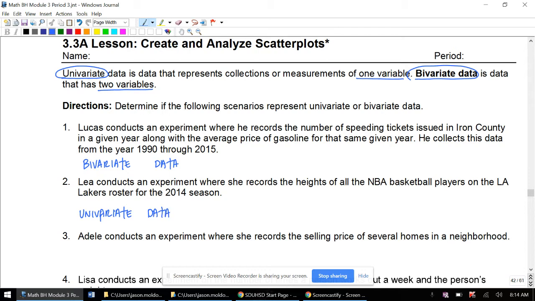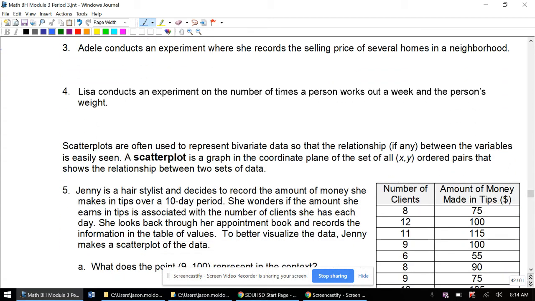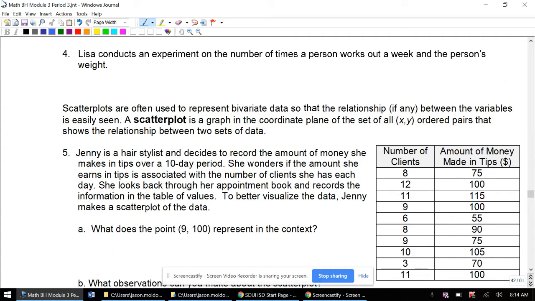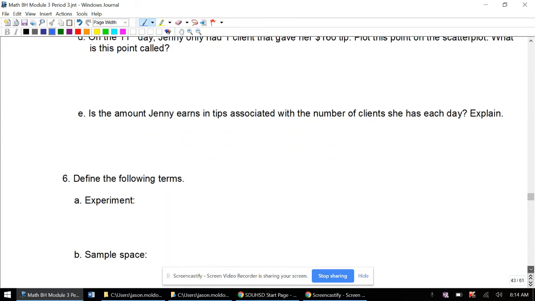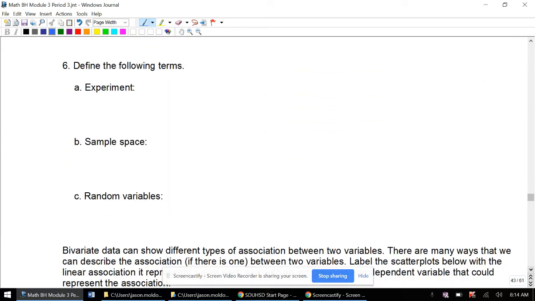This is a good time to pause the video. Make sure you understood 1 and 2, and also try 3 and 4. I'm also going to leave number 5 for you to read through in attempt. And then when you've completed that, you can resume the video. And I'm going to pick up with some definitions on number 6.